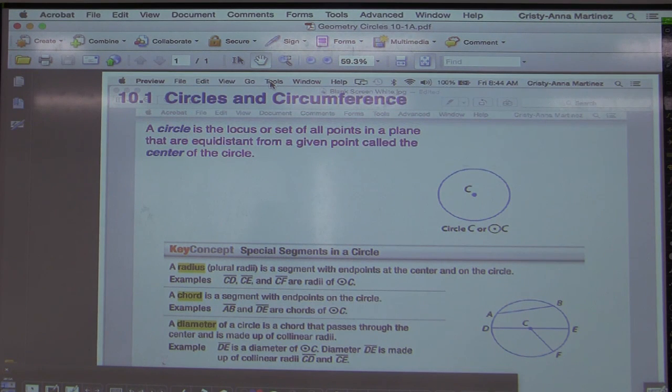Hello there, this is a geometry video. It is chapter 10, section 1, and we will be talking about circles and circumference in this chapter.